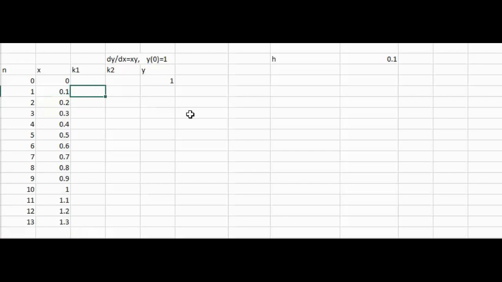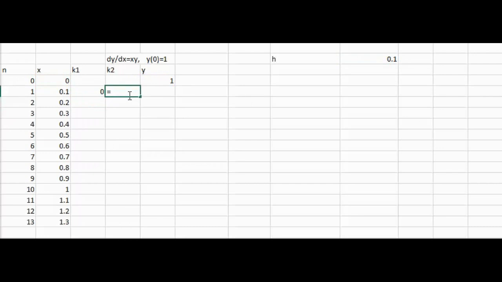Now, as we come to calculate y1, remember, y1 depends on k1 first of all. So k1 is, in this case, h, of course, and then we multiply that by x and y. The x value we're using is the previous one, remember, so that would be x0. Then multiply that by y0, which is this value here. We'll do that, and that should be our k1.